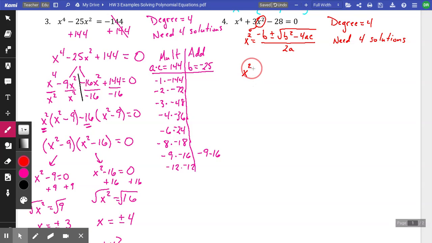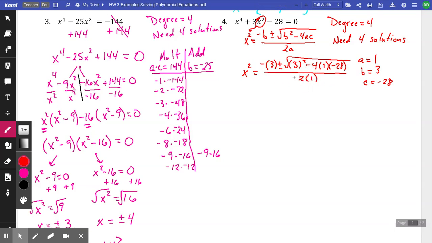We get x squared equals, we substitute in, our a value is 1, our b value is positive 3, and our c value is negative 28. And we get that from the coefficients of our equation. Okay, so when we substitute, let's see what we get. For negative b, we have negative 3 plus or minus the square root of 3 squared minus 4 times 1 times negative 28 all over 2 times 1. And again, all I did was substitute my values for a, b, and c.